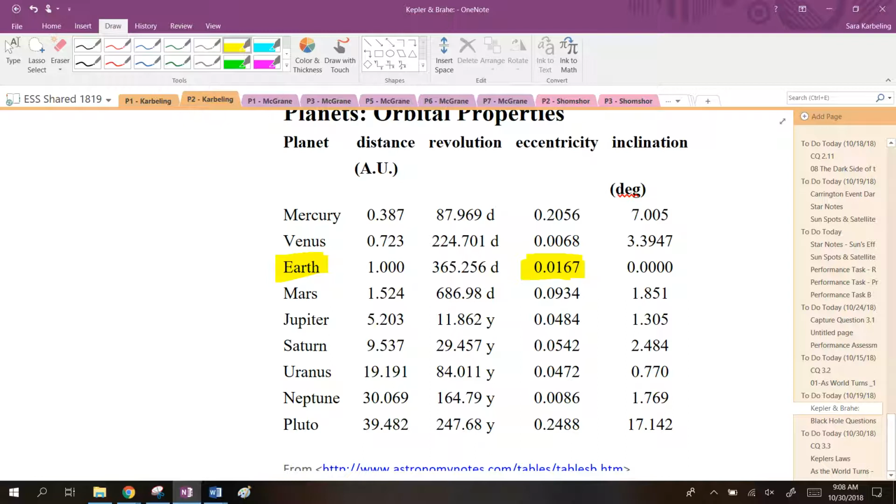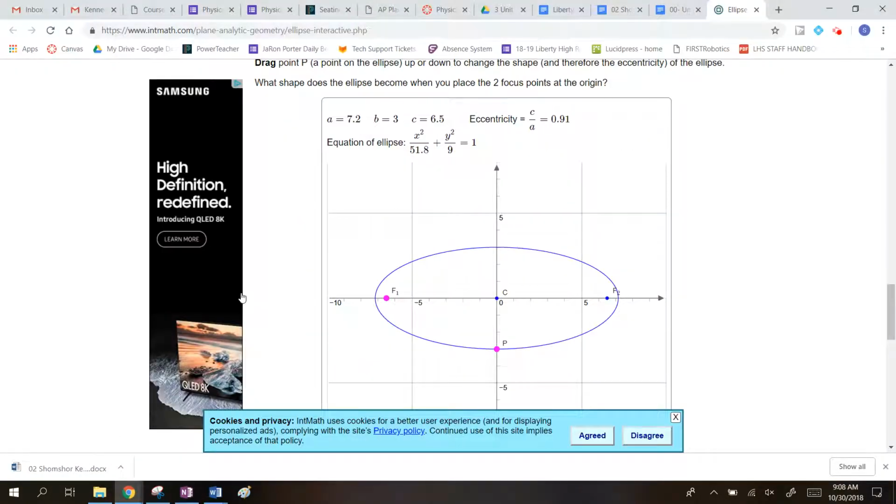So I'm just going to write those numbers down. So Earth had an eccentricity of 0.0. I'm going to call that 0.02 because I'm lazy. And Pluto has an eccentricity of 0.25. Just again, because I'm kind of lazy. I just want to show you what those look like on this graph because it's interesting.